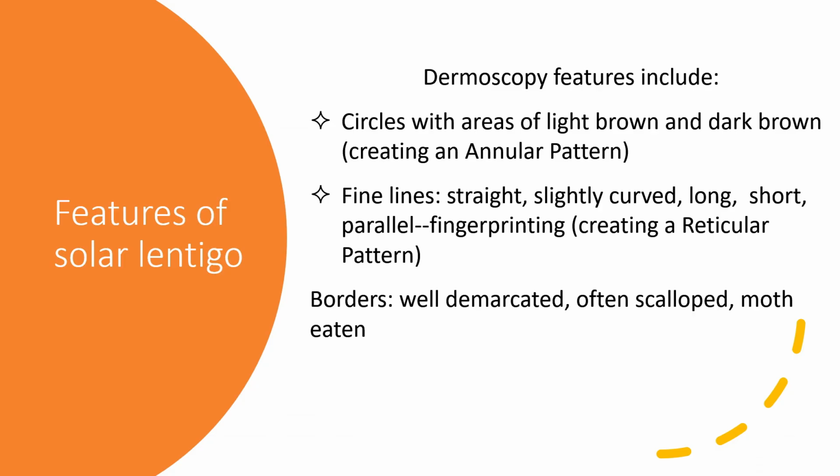And let's begin with the dermoscopy features of solar lentigo. These include circles with areas of light brown and dark brown, creating an annular pattern. Or fine lines, straight, slightly curved, long, short, parallel, fingerprinting, creating a reticular pattern. In addition, the borders are well demarcated, often scalloped and moth-eaten.